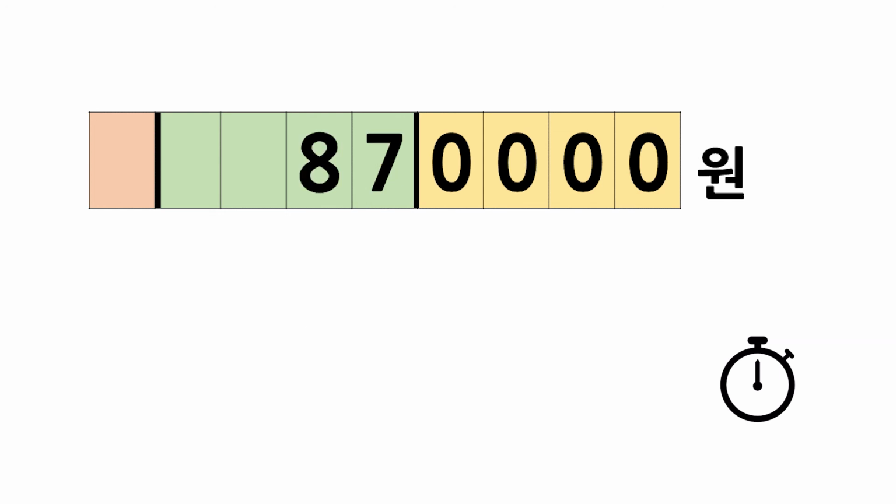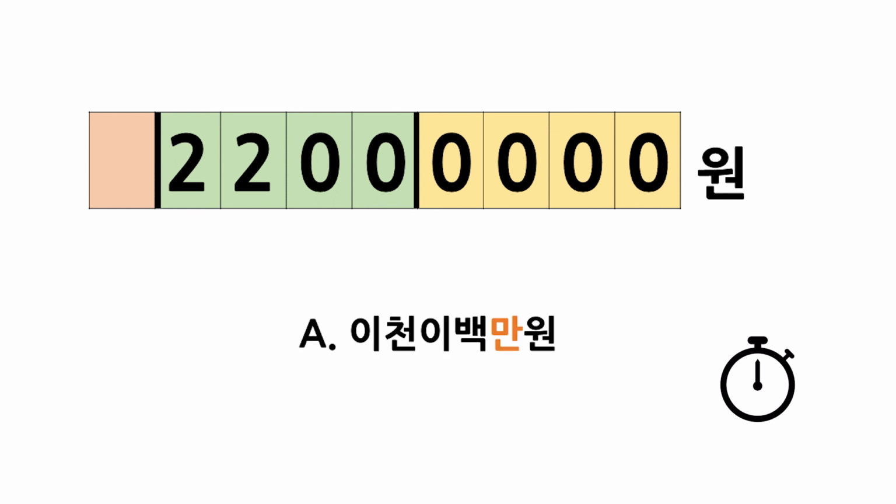39,900원. The next one. 87만원. Good. The last question. Great. 2,200만원. 여러분 모두 잘했어요. How many answers did you get right?